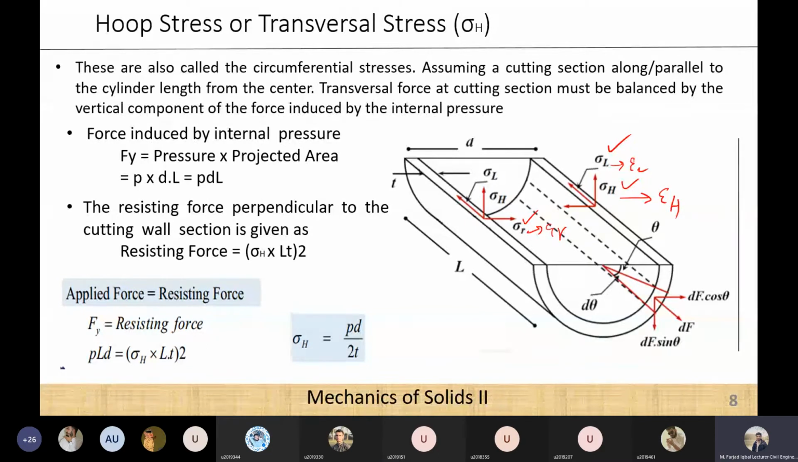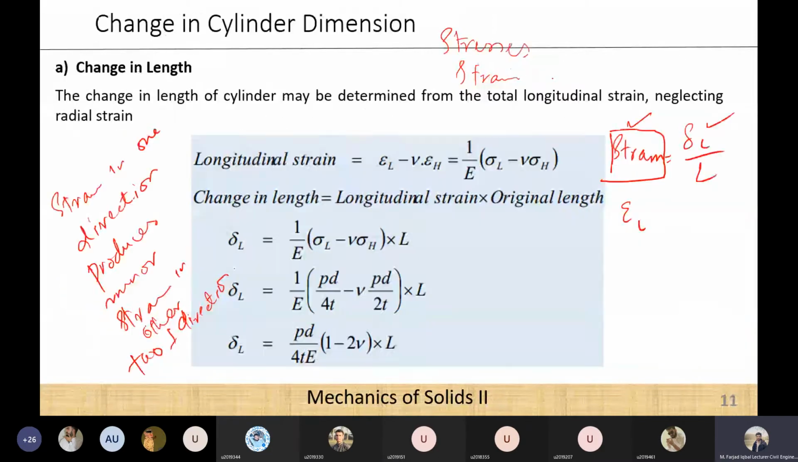What happens in this case is that if your original strain is, let's say, in the longitudinal direction epsilon L, then due to the transverse or minute strain in the other direction, it reduces in magnitude by a factor nu times the strain in the other direction. And the third strain we have is epsilon r. So this will be your actual strain occurring in the longitudinal direction.